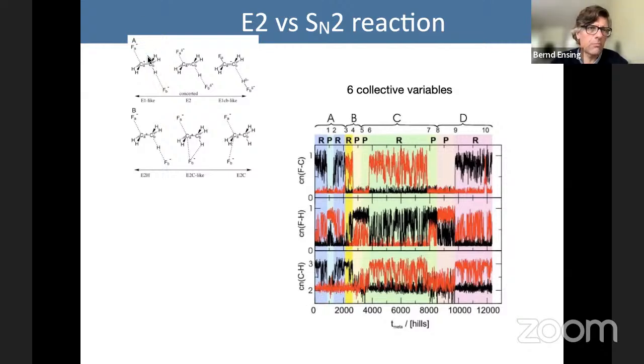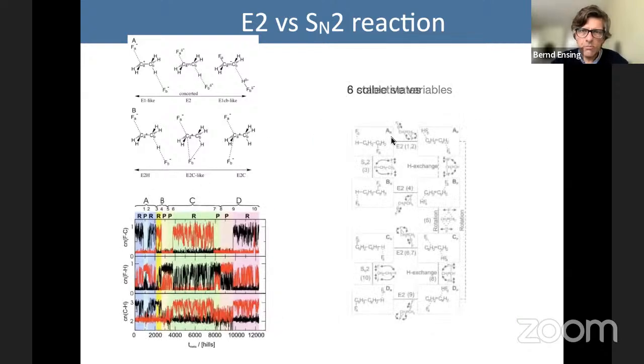And again, there's 2 carbons, so we have 2 of these coordination numbers. So 6 collective variables. And I put more than 10,000 Gaussians in this simulation. And we can then recognize several reactant and product states, right? Now, there's of course a lot of symmetry, right? Because if you exchange 2 fluorines, or if you exchange the 2 carbons, then you have again the same species. So the total number of stable states in this free energy landscape is 8, actually.